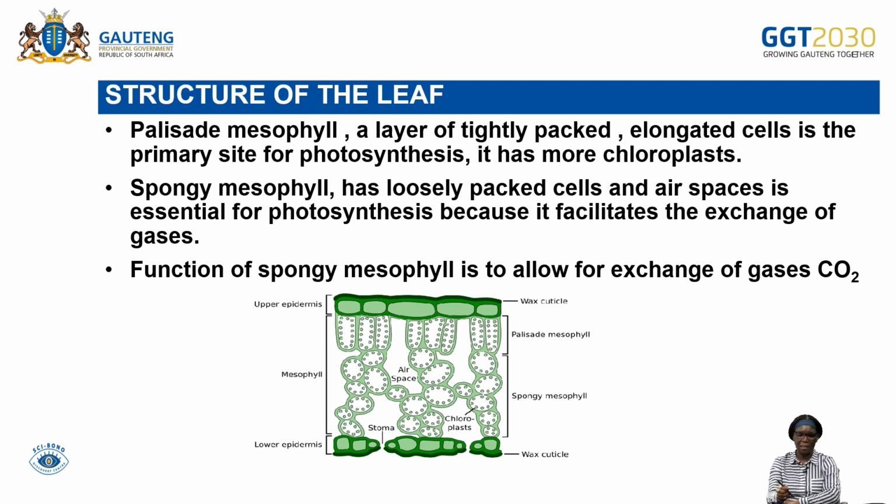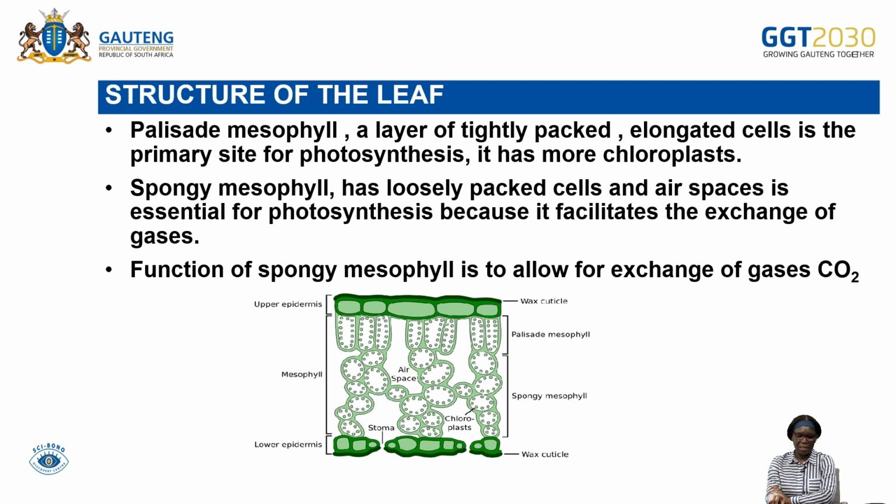Another important piece of information about the lower epidermis is that it has the waxy cuticle, which will prevent excess water loss. It has the stoma, which is this opening. It serves as a door or a window. It is known as the what? It is known as the stoma or the stomata.